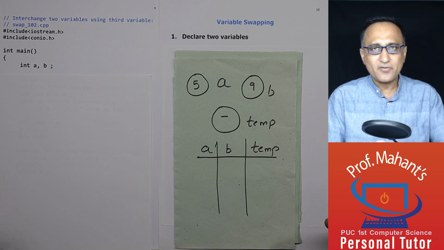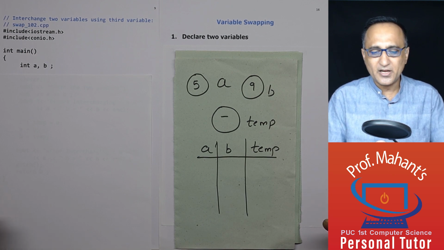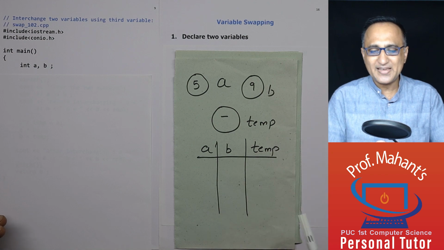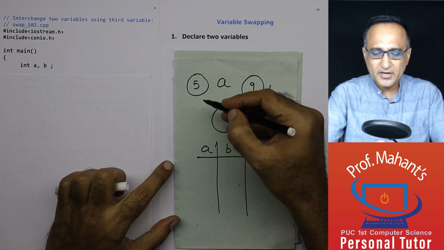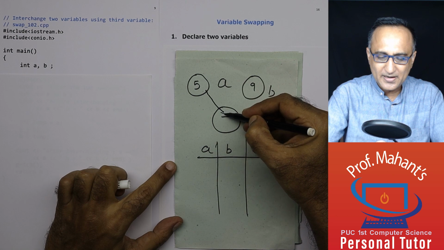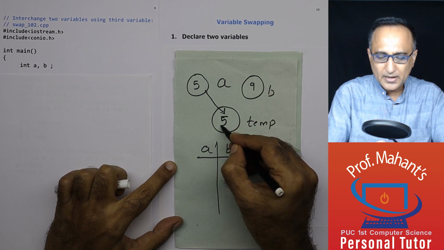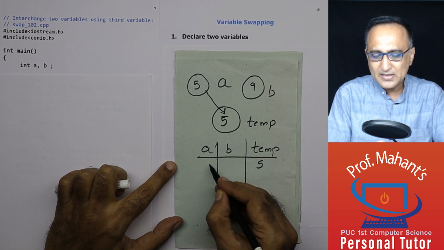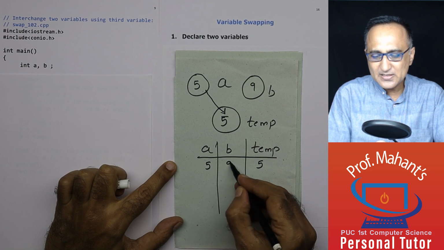There is more than one way of doing it. The first way we are going to take a look at is using a third variable called temp. So first, I move the value contained in A into temp. So temp also becomes 5. This is 5. This is 9.